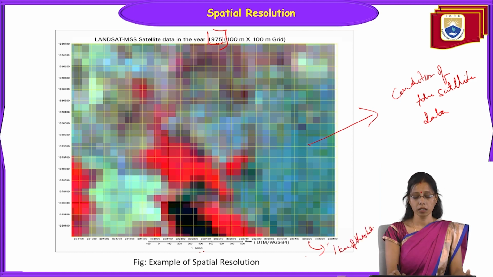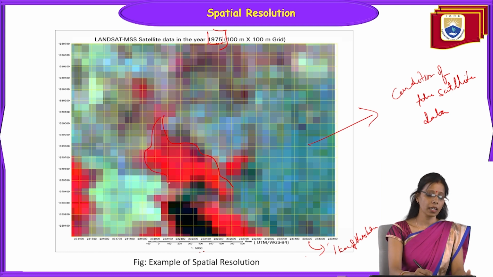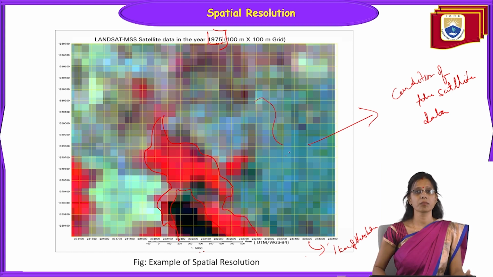So that means the clarity of the image is not there. What is this kind of image? We are unable to identify. Like we know, generally red color means vegetation, so we can say that this is vegetation. And what about all these features? We are unable to identify.